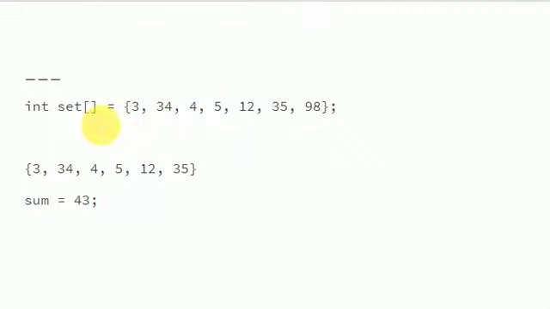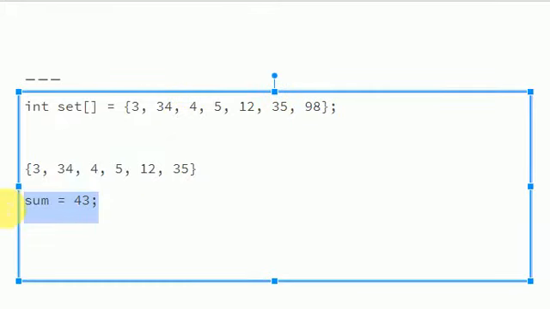I will give you an array, and I am defining a sum value of 43. So what this means is you have to find a subset whose value is equal to 43. If there is any subset like that, you have to return true, else false.